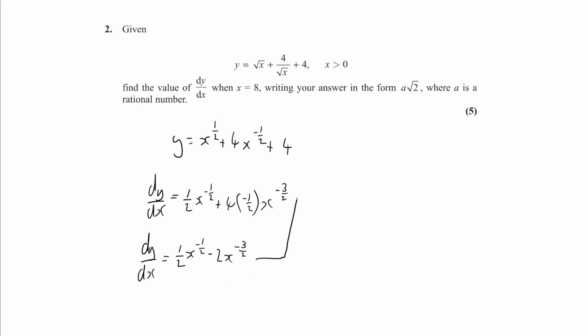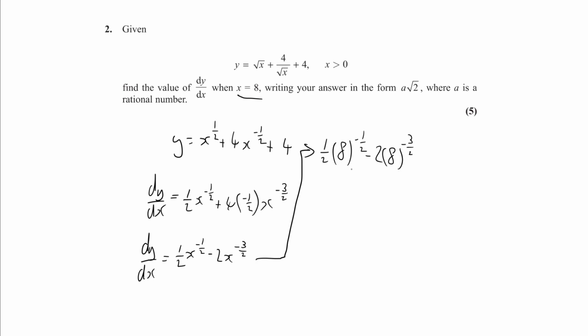So what we've got to do now is sub in x is equal to 8, because that's what it tells us to do up here. So you get a half times by 8 to the minus half, minus 2 into 8 to the minus 3 halves.